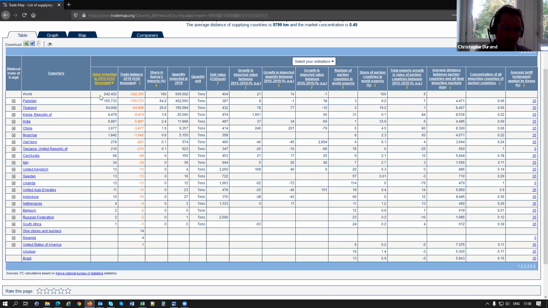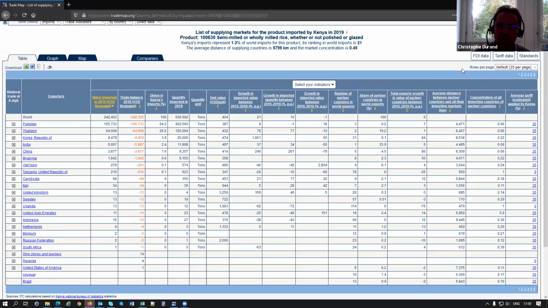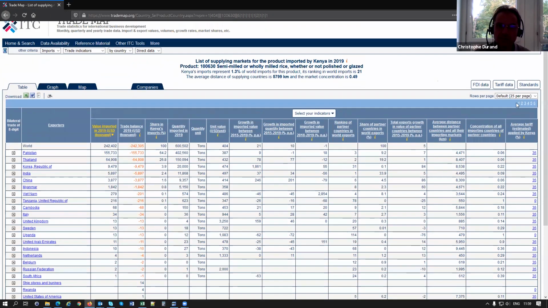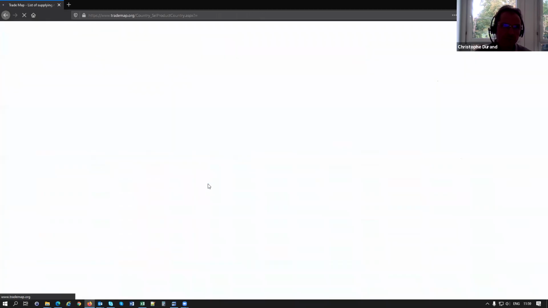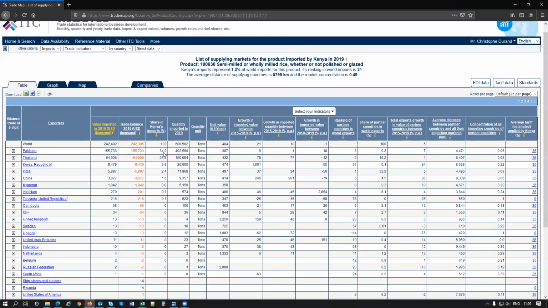So we looked at the imported value, the share to see how concentrated things are, and the different countries. And at the bottom of the table we had a look at the other countries that are exporters but for which Kenya has no trade relationship. To be a little bit more exhaustive, we can display the whole country list. So here, if I modify the number of rows per page, which is by default set to 25, I can go to say 300, so that I'm sure I have the whole list.